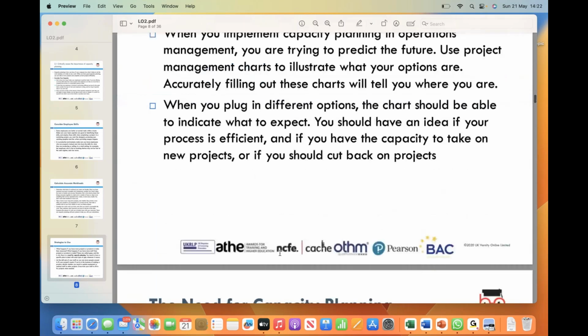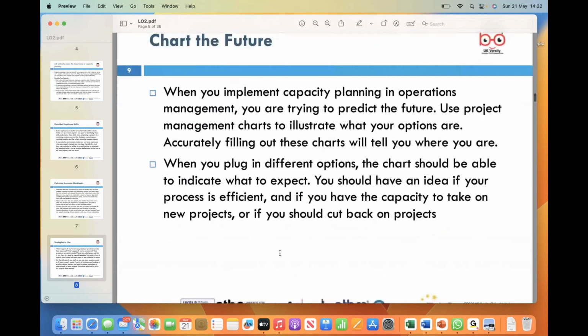At the same time, by utilizing the project management charts and accurately filling them out, we can gain a comprehensive understanding of our current operational state. We can identify inefficiencies, potential bottlenecks, and opportunities for improvement. These charts provide us with visual representations of our project, allowing us to make data-driven decisions about capacity planning.